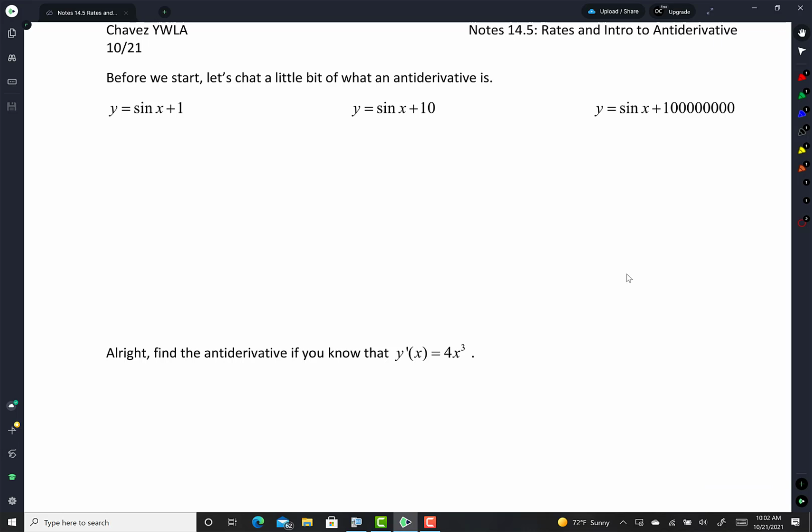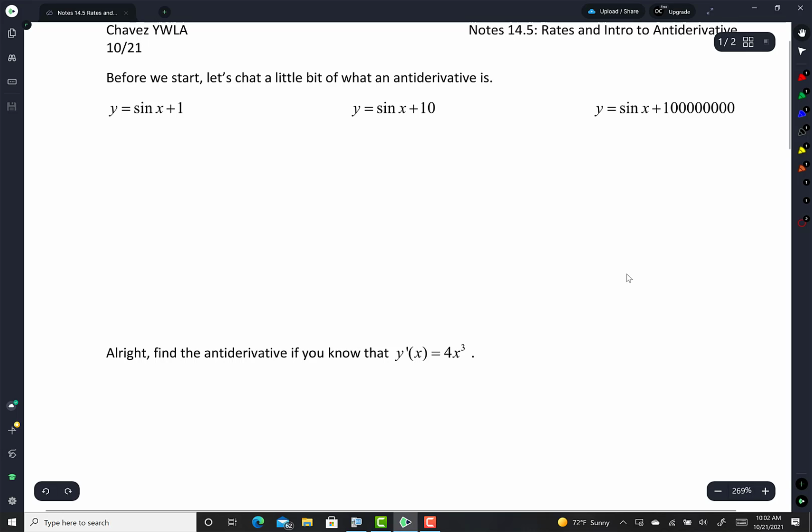Let's chat a little bit about what an antiderivative is. Just like the word says, antiderivative, you can call it the inverse of the derivative. It's just going the other way. So look, check it out.